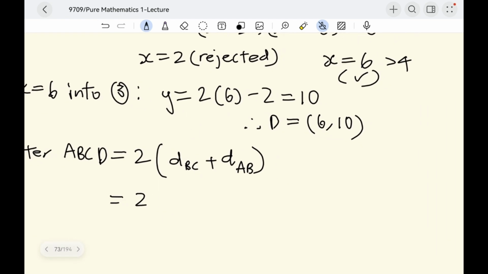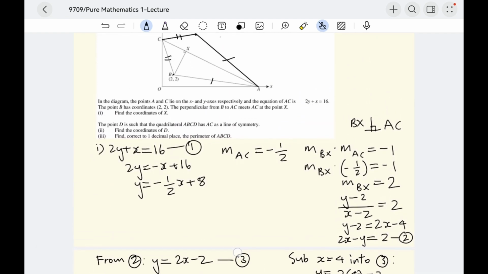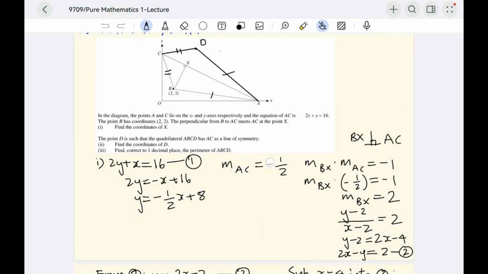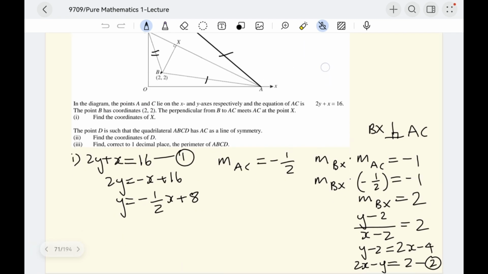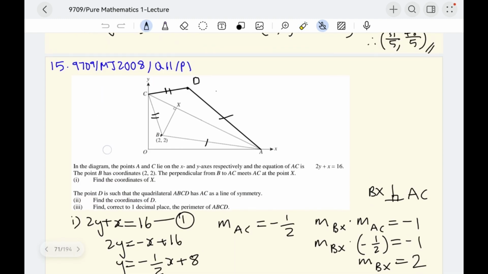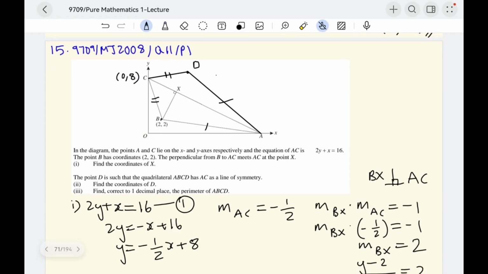So let's carry out the distance formula. What is the distance of BC? Obtain two coordinates and use the distance formula. But I'm not able to find the coordinates of C. Actually, it is determinable, because when you derive from the general form of the equation into the gradient form, you can see there's a y-intercept of 8, which means the coordinate of C must be 0, 8. That's not a trick, but the basic concept of the equation of a straight line, which is y equals mx plus c, gradient form.